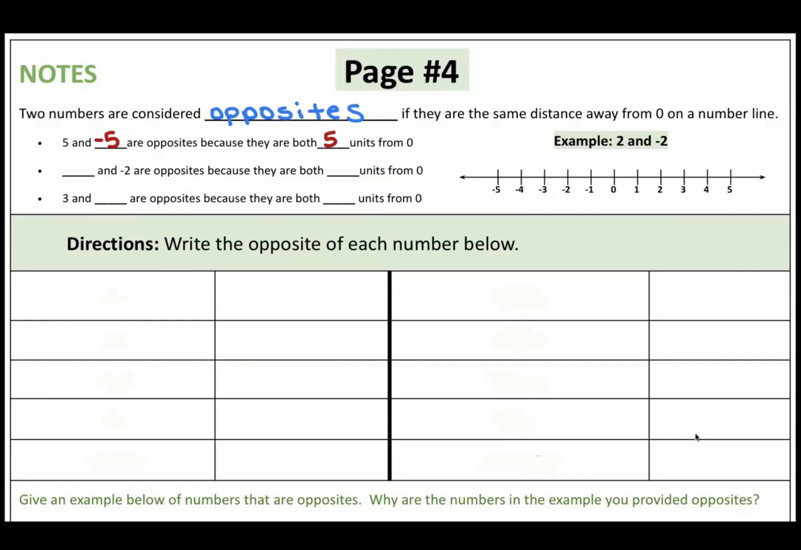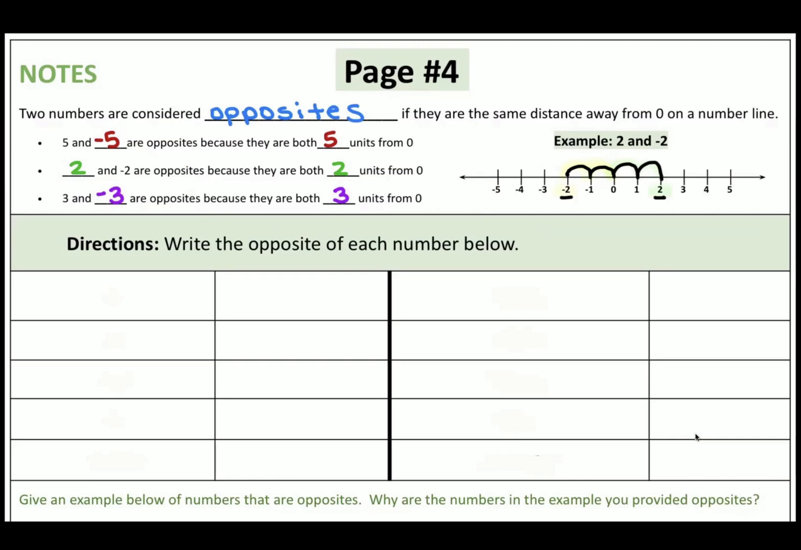Make sure you're writing with me. It says blank and negative 2 are opposites. Well, 2 and negative 2 are opposites because they're both 2 units from 0. And I want you to fill this in on the number line to the right as well. So if we have negative 2 and 2, we can see that 2 is 2 spaces from 0, and negative 2 is 2 spaces from 0. They are opposites. And then our last note, 3 and negative 3 are opposites because they're both 3 units from 0.